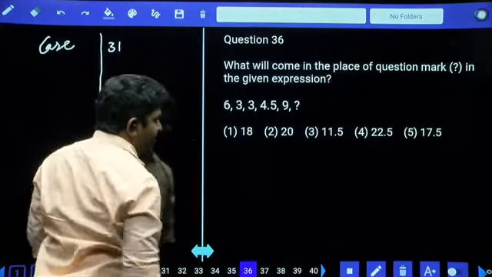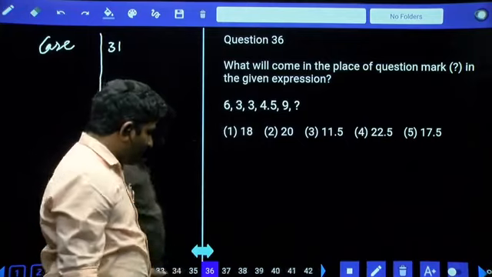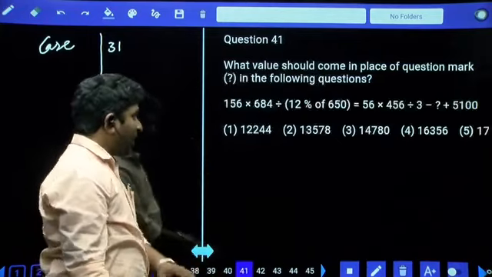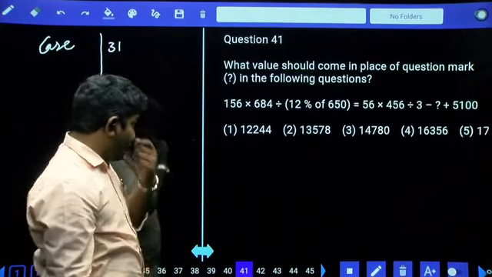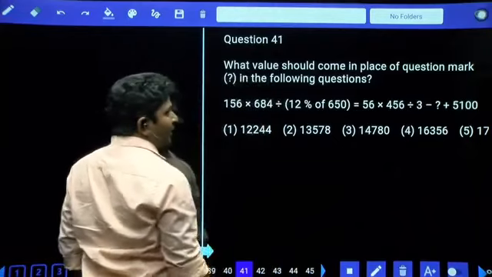So let me start from 36. From 36 onwards, we have number series questions. Complete these questions. And from 41, we have numerical ability. Right. Now concentrate on this.